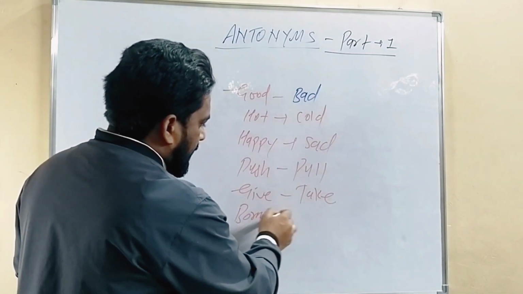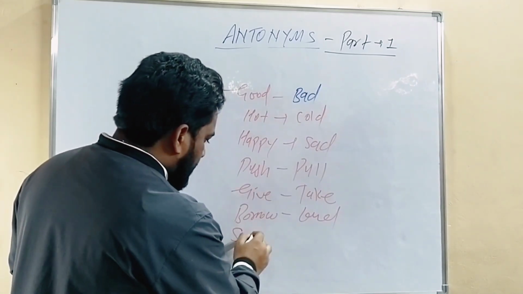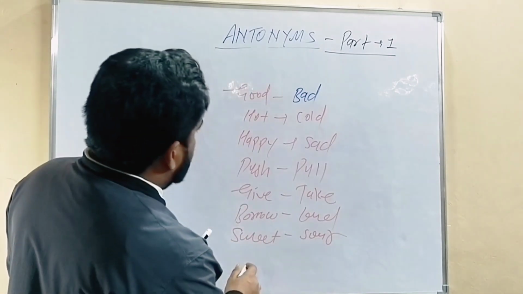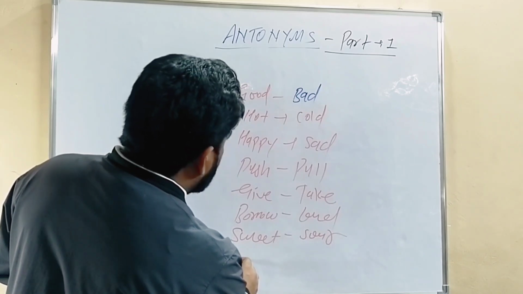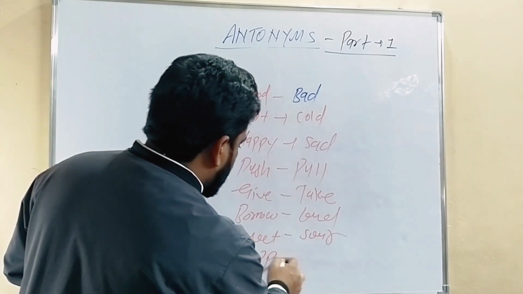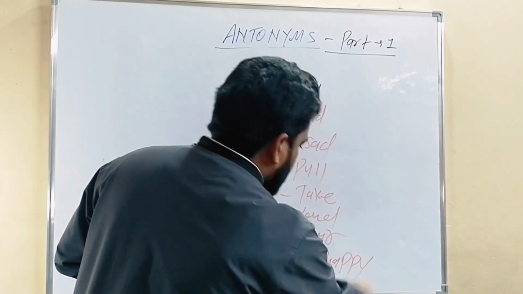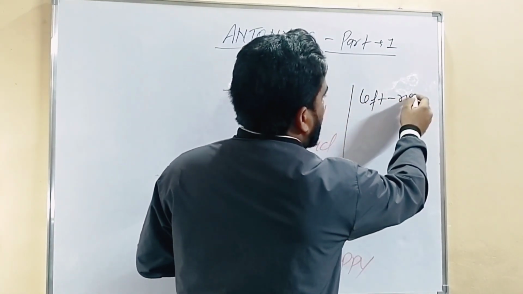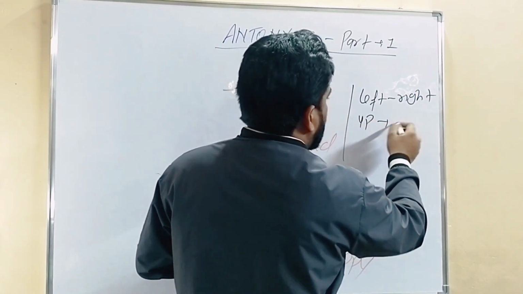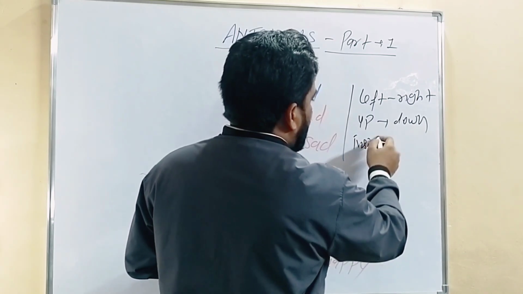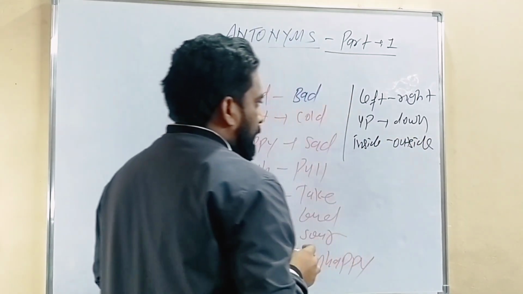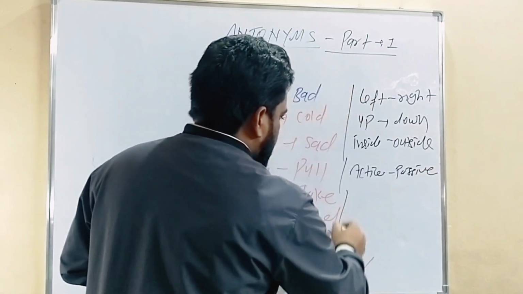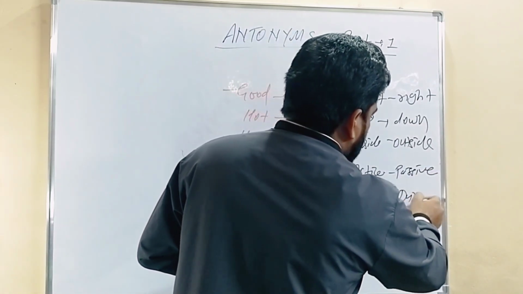Borrow, antonym of lend. Sweet, antonym of sour. And we have here like happy, that is sad. Happy sometime is the antonym of unhappy. So other examples we have here, like left is the antonym of right, up is the antonym of down, inside is the antonym of outside, okay, active is the antonym of passive, speak is the antonym of dumb.